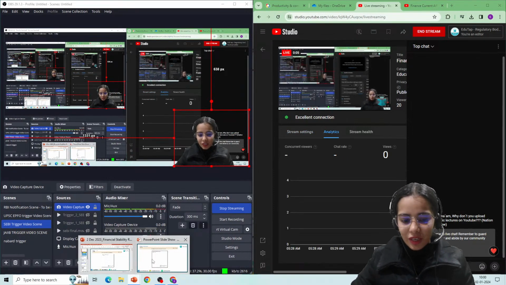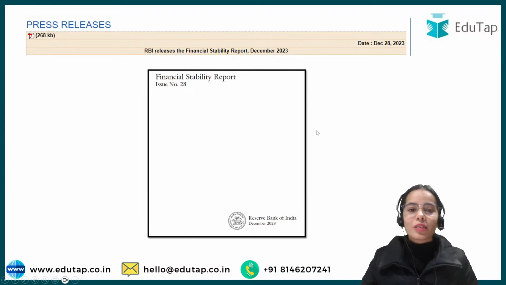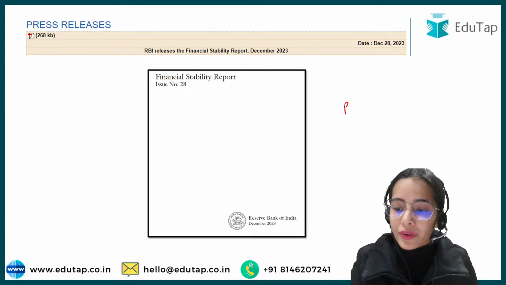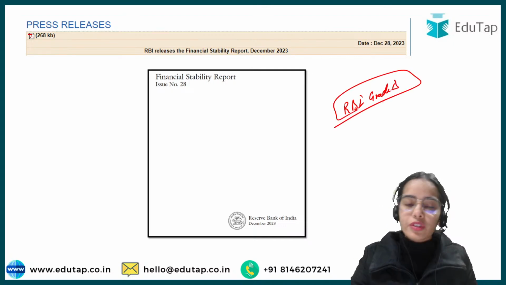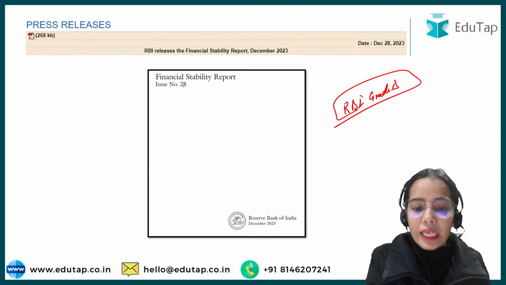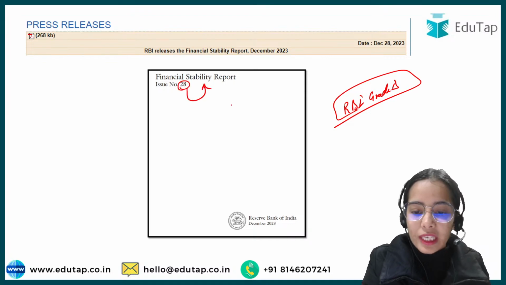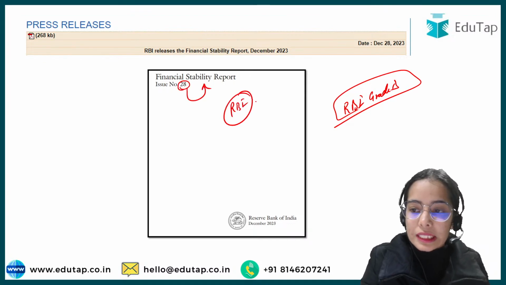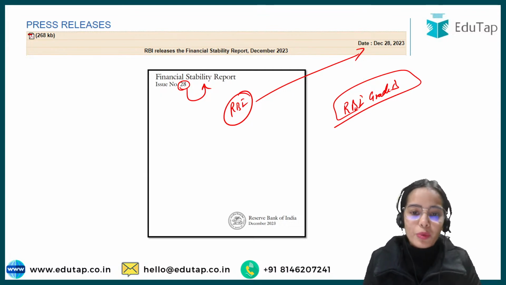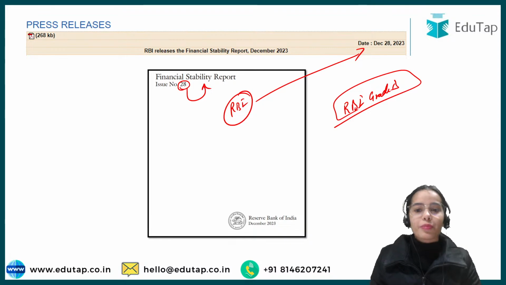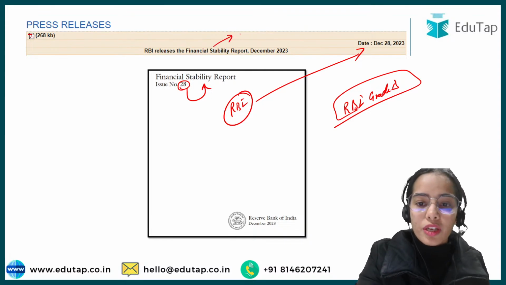So today we are going to discuss the Financial Stability Report, which is one of the most important reports of the Reserve Bank of India. In the recent RBI Grade B examination, you have seen that direct questions have come from the FSR. This is the 28th issue of the FSR that has been released by the Reserve Bank of India recently, and today we are going to cover the highlights of this report.